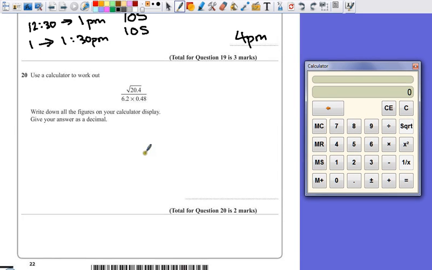Question 20. Use a calculator to work out the square root of 20.4 divided by 6.2 times 0.48. Write down all the figures on your calculator display. Give your answer as a decimal.